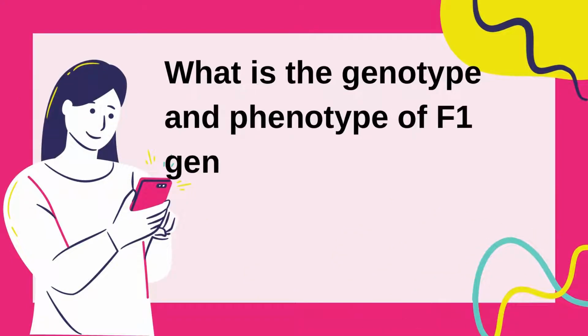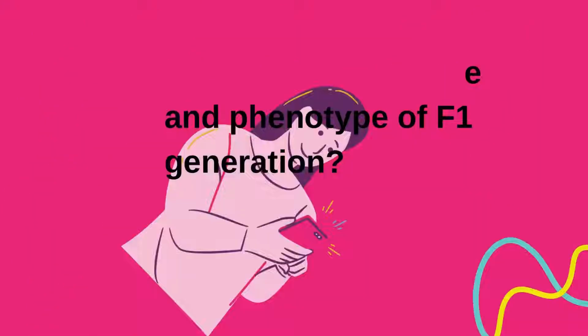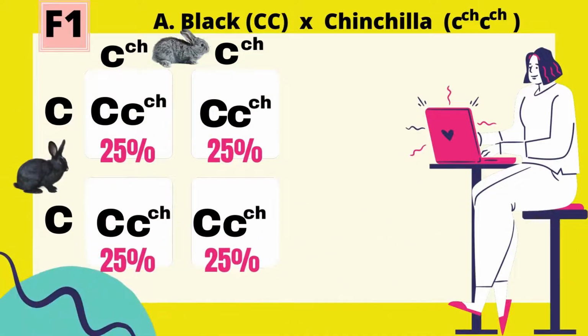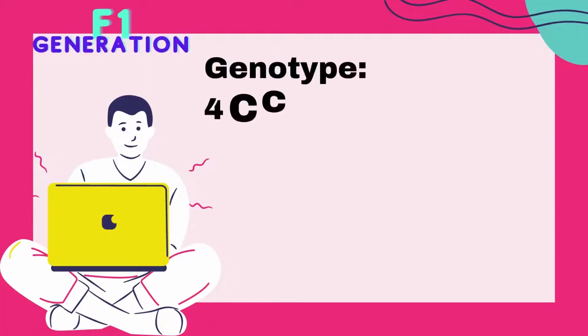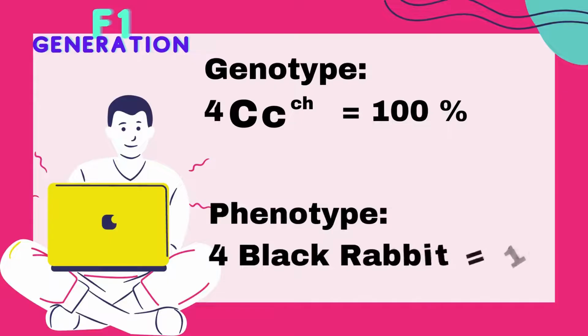What is the genotype and phenotype of F1 generation? For every square, that is equivalent to 25%. So, ibig sabihin, sa apat na offspring, 25% ng traits na meron tayo ay namana natin sa ating mga magulang. Mapapansin nyo na pare-parehas ng genotype ang lahat ng square. So, the genotype is heterozygous black, and 25% times four is equal to 100%.